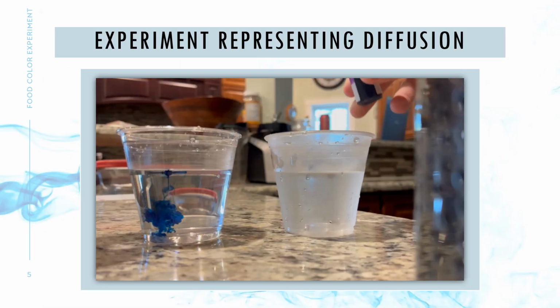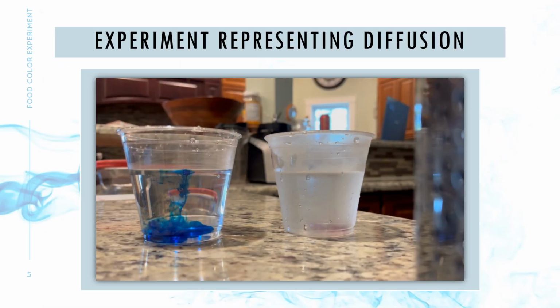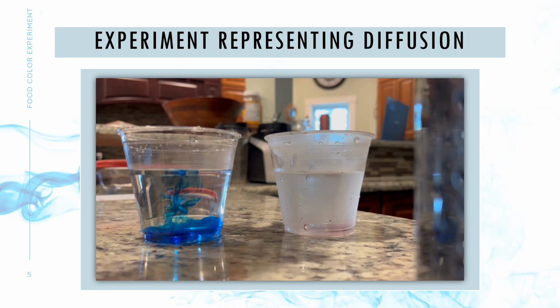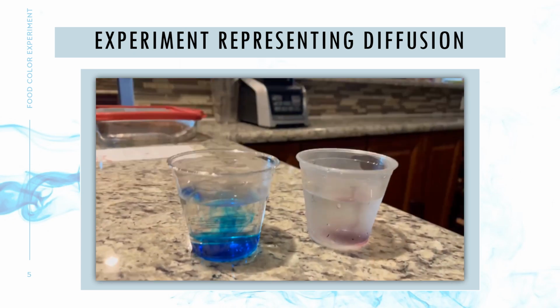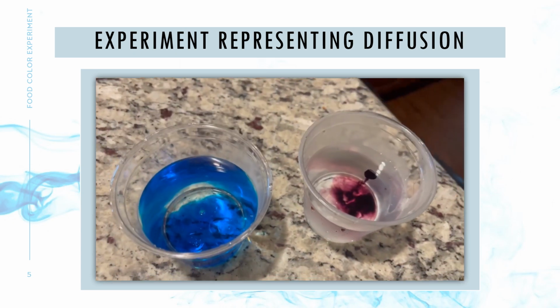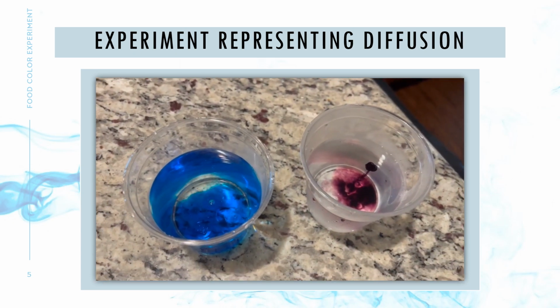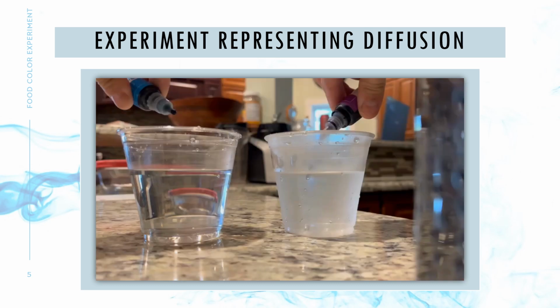This is an experimental representation of diffusion. Again, I went with a very simplistic design, demonstrating food coloring diffusing in water of different temperatures. I used two different dye colors, blue for the warm water and purple for the cold water. While the condensation on the cold water cup made it a bit harder to see, the purple dye just spreads to the bottom, while the blue dye in the warm water spreads throughout rather quickly.